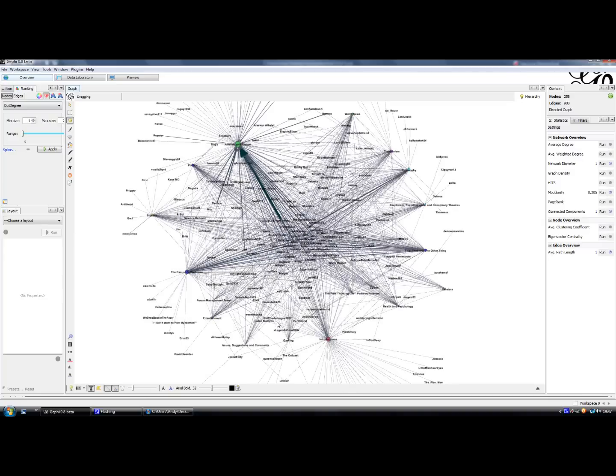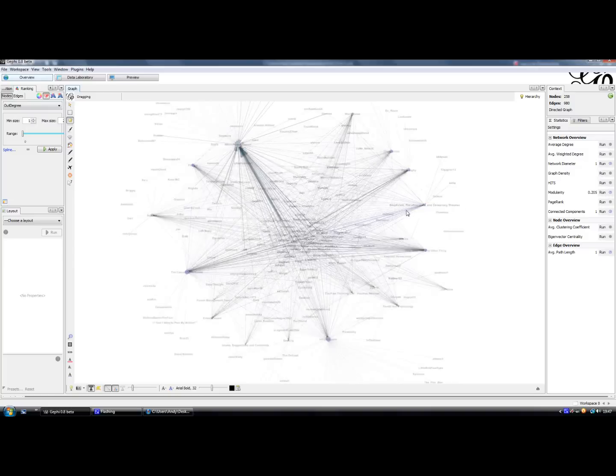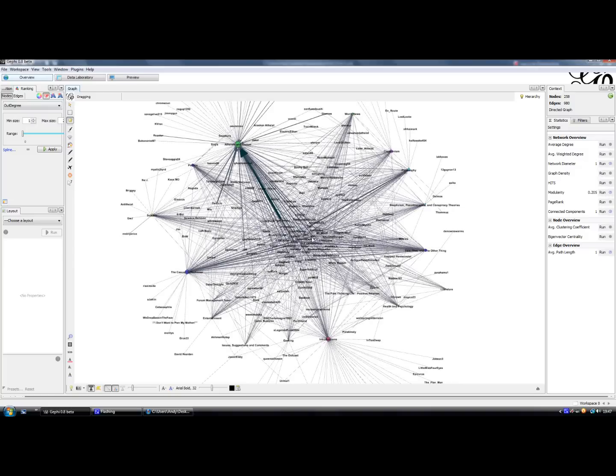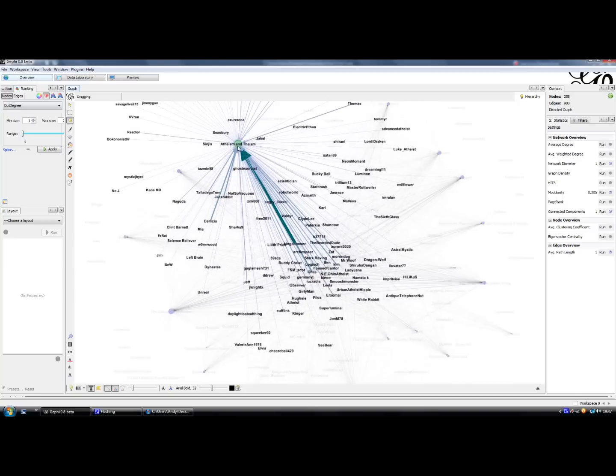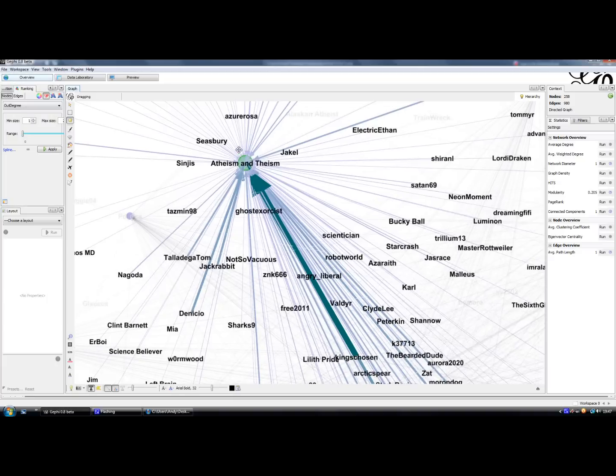The forums obviously cannot post to one another, so all the edges that you see stem from the users to the forums. Users who post in all the forums are located more towards the centre of the image, whereas users who post only to one forum are located closer to that forum. In its current format, the graph isn't telling us much that we don't know already. The Atheism and Theism forum is by far the biggest and most popular forum. Users post there significantly more than any other place.